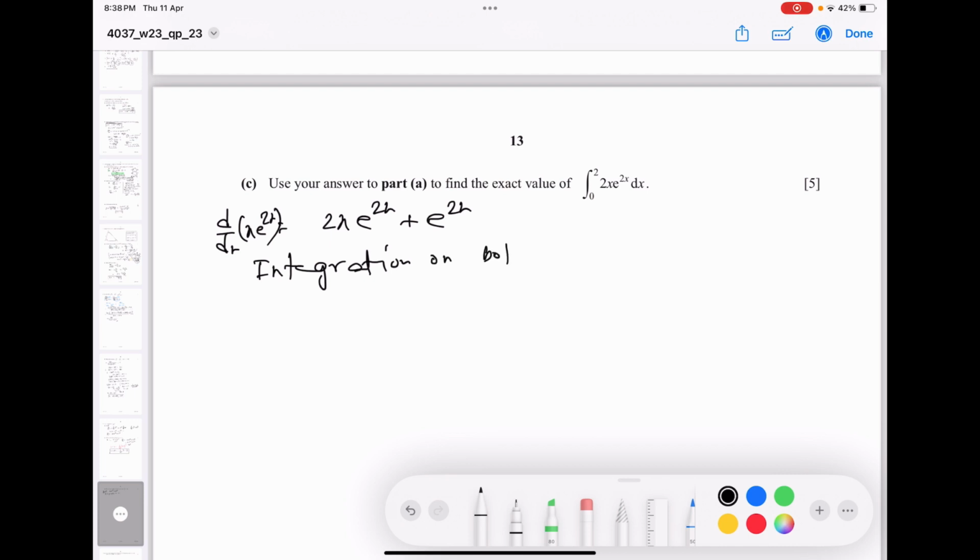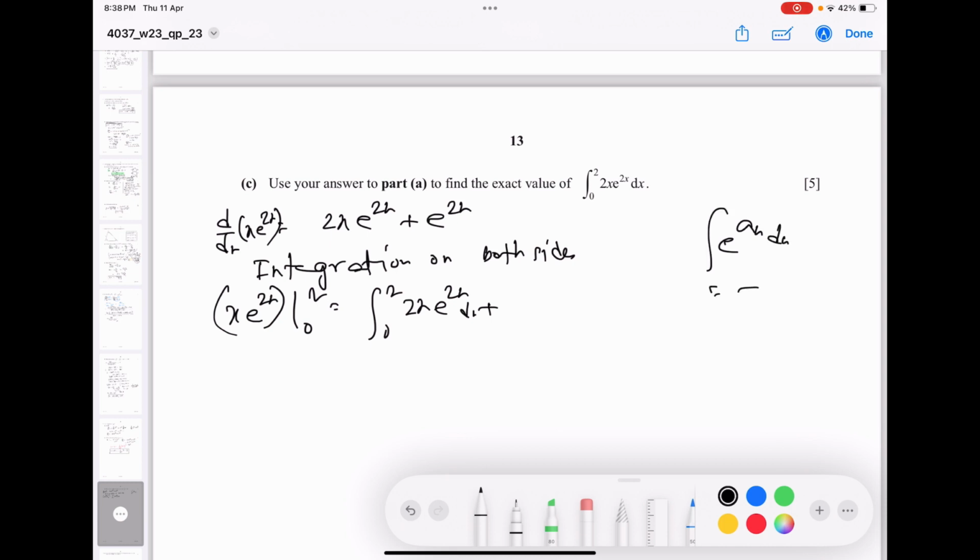On both sides. So on the left side d/dx and integration will be cancelled. Limit will be 0 to 2. Integration from 0 to 2, 2x e to the power 2x dx, keep it same. E to the power 2x, e to the power ax, if we integrate it will be 1 by a e to the power ax plus c. Okay, so this will be 1 by 2 e to the power 2x, limit 0 to 2.